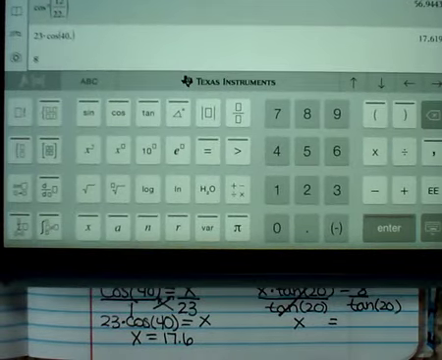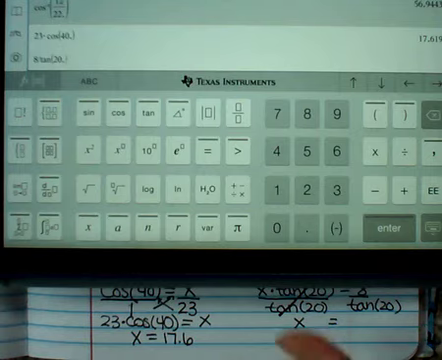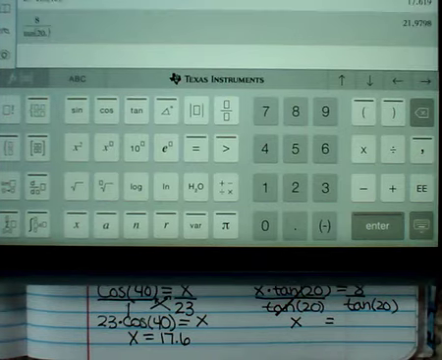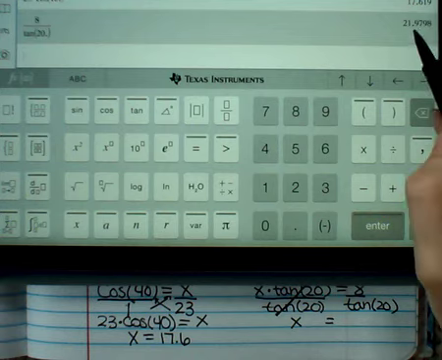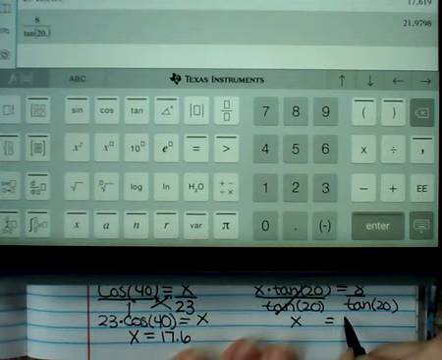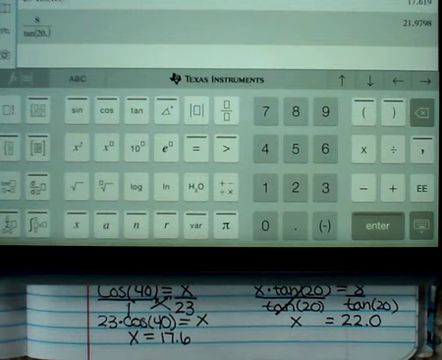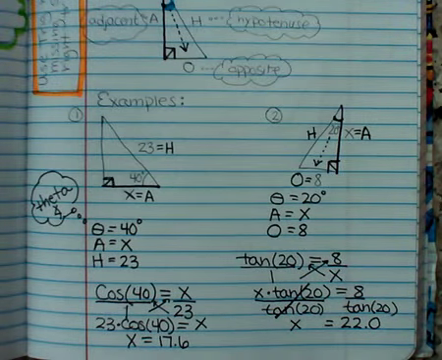8 divided by the tangent of 20 degrees, and I'm going to go ahead and put that decimal in so the calculator knows I want a decimal answer, and it has given us 21.979. If we were to round that, that 7 is going to push that 9 up to a 10, which then becomes 22.0. So we're going to round that to 22.0. And that is how you use your basic trig ratios.